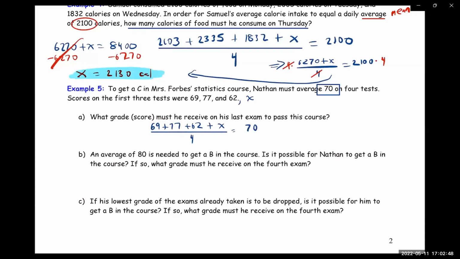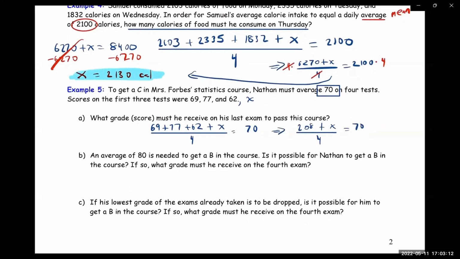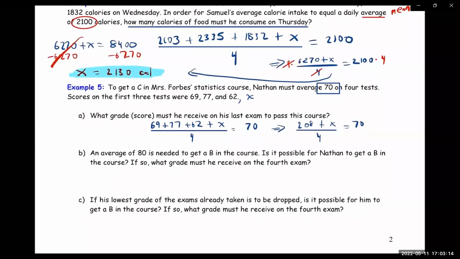All right. So we do the same thing that we did last time. We add up these three numbers. So let's add those up. That is 208 plus X over 4 equals 70. So now we've got to get rid of the 4. We do the same thing we did over here, which is multiply both sides of the equation by 4. 4 times 4, cancel, cancel.